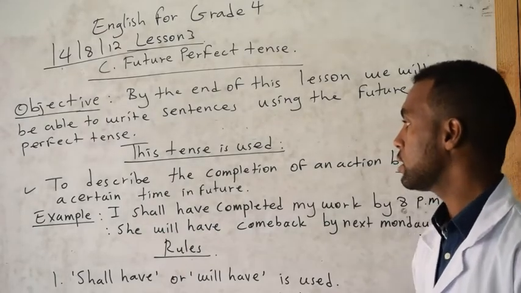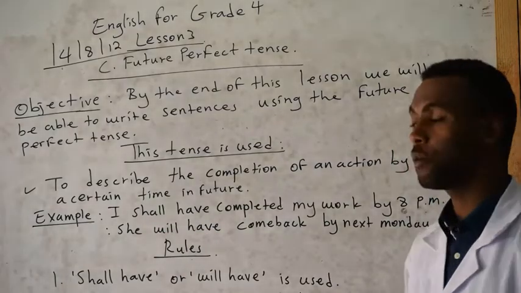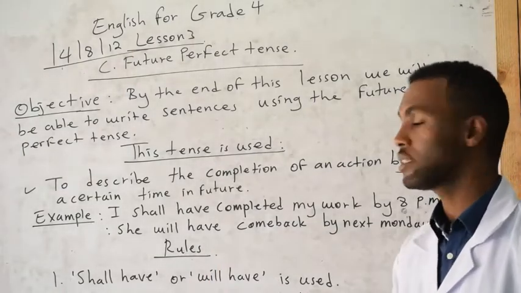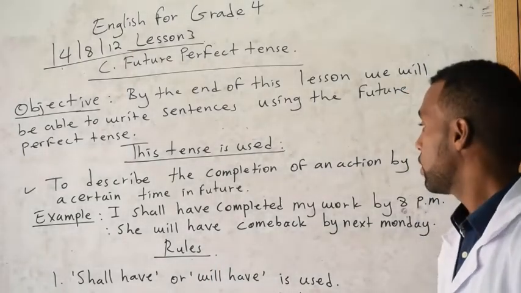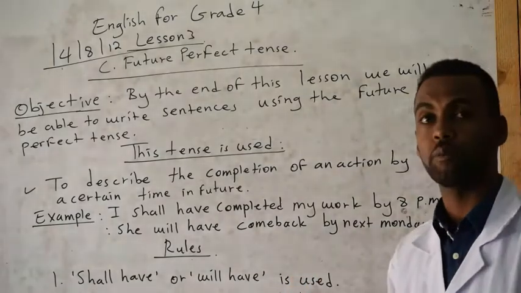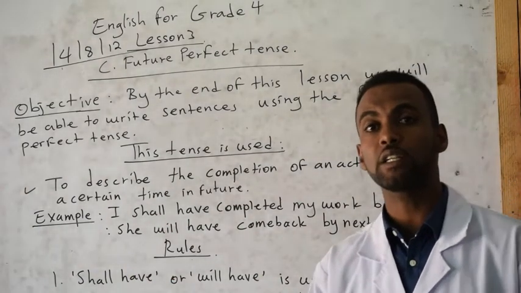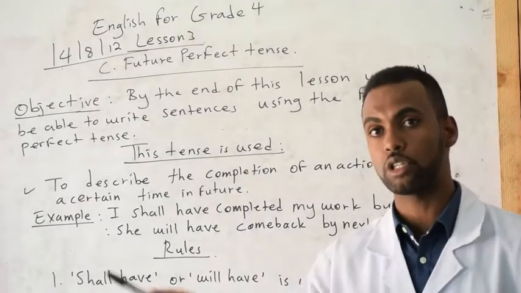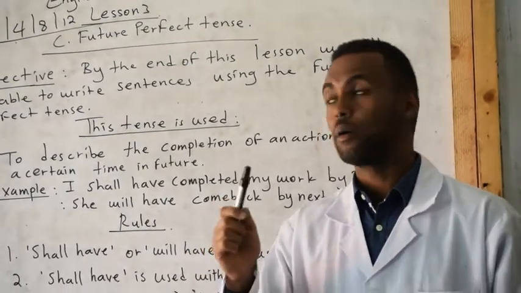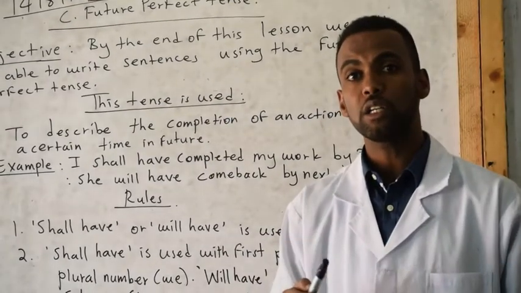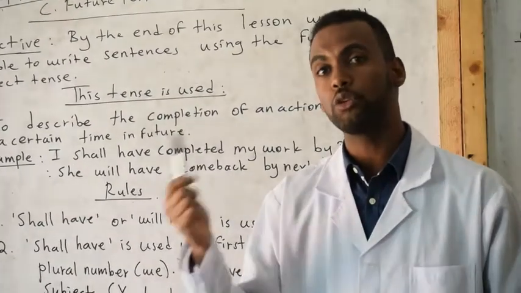Example 1 says, I shall have completed my work by 8 p.m. And the second example says, she will have come back by next morning. If we see these two examples, they show us an action that is going to be completed in the future. Okay? So future perfect tense shows an action that will be completed in the future.